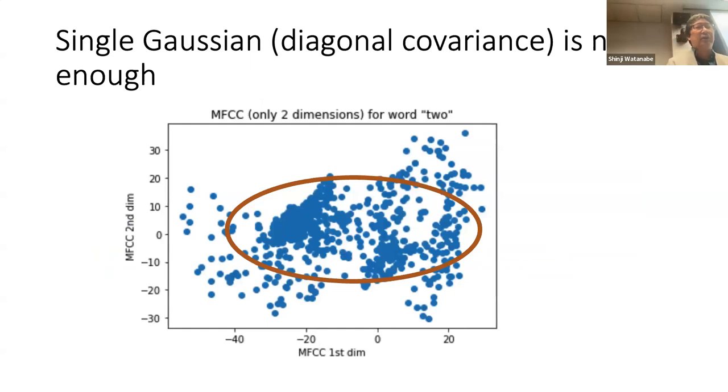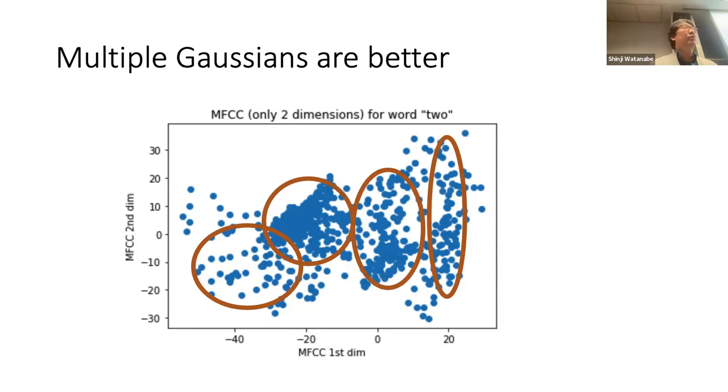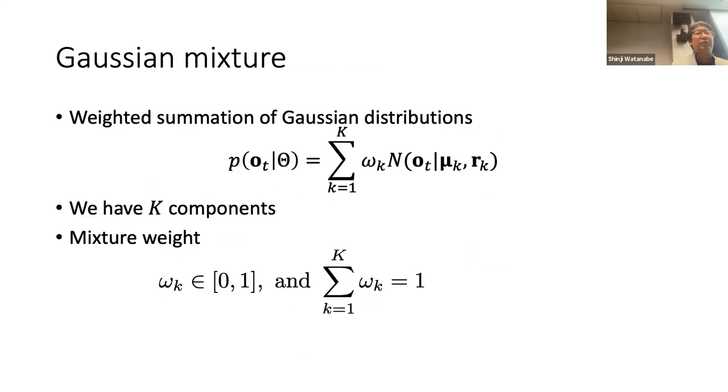I already mentioned that a single Gaussian, especially with diagonal covariance, is not enough to capture the complex patterns in the speech features. To efficiently model these kinds of patterns, we often use multiple Gaussians, and we call it the Gaussian mixture model. The Gaussian mixture model is rewritten in this form.